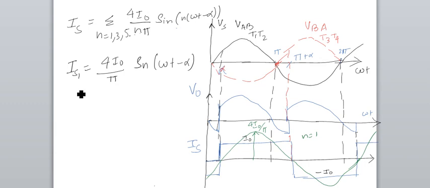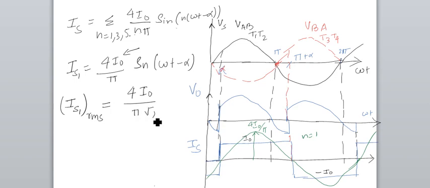What will be my IS RMS? First of all, the IS1 RMS value, the RMS value of my fundamental source current. Whatever the coefficient before the sine part is, just divide it by root 2. So you write I naught upon pi divided by root 2.